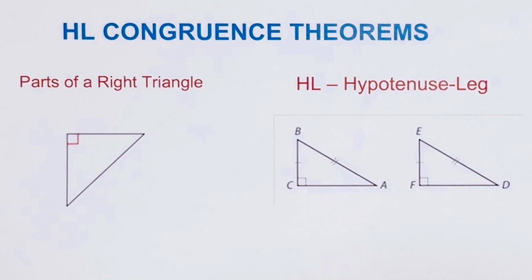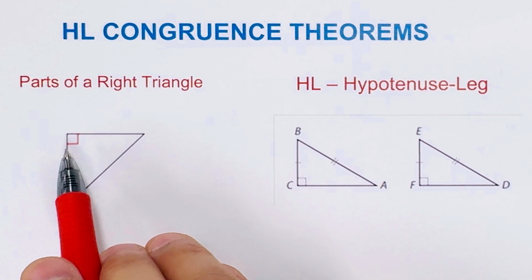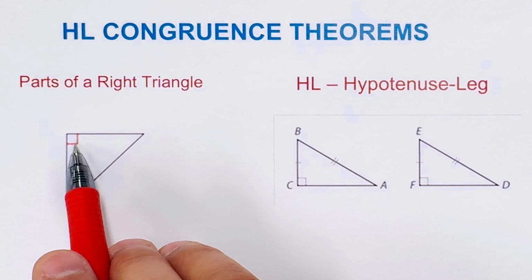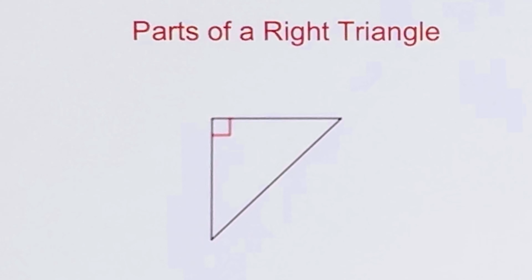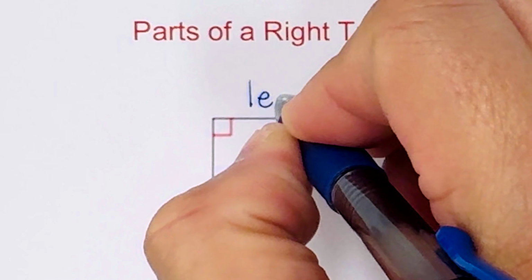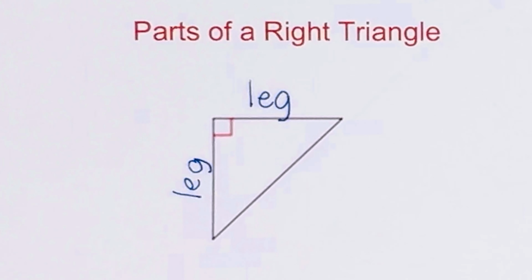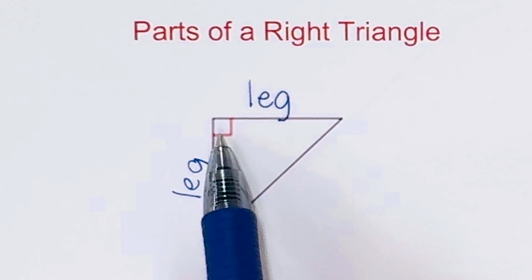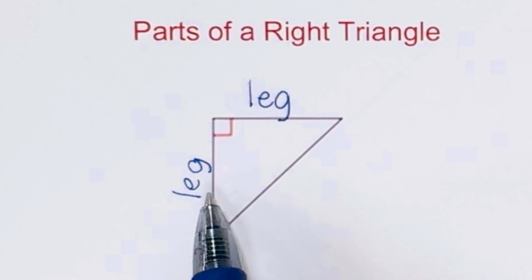We can tell if the triangle is a right triangle if there is a small square in one of the corners. That small square tells us that it's 90 degrees. It's a right angle. So what are the parts of a right triangle? First, we have what we call the legs of the triangle. So this is a leg and this is another leg here. The legs of the triangle are connected to the small square. So once you see the small square, next to that would be the leg.